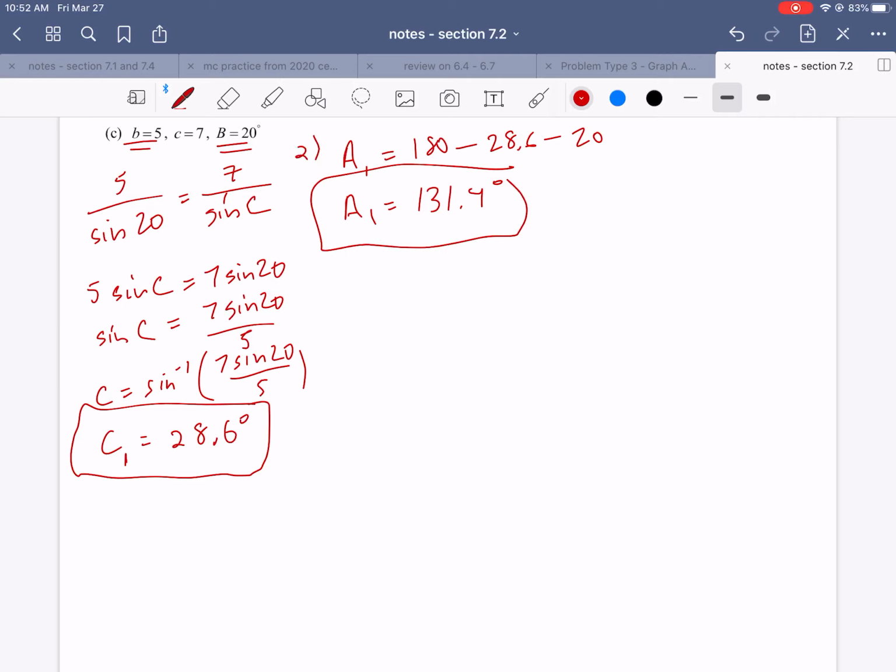Okay, so this would be step 2 for the first triangle. This would have been step 1 over here, and then step 3 for the first triangle would be to find side small a1, and that again is going to be using that given ratio from the first step.